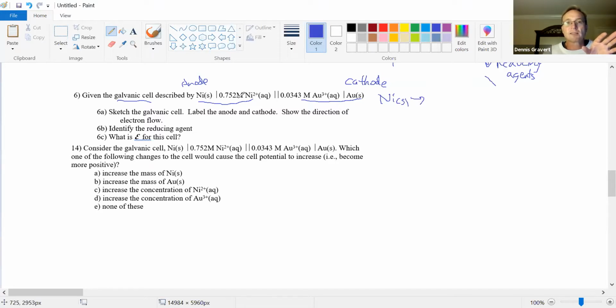Nickel metal goes to 0.752 molar nickel cations, and the 0.0343 molar gold ions are changing into gold metal. Well, that's a good thing. Let's get that gold back in metallic form.